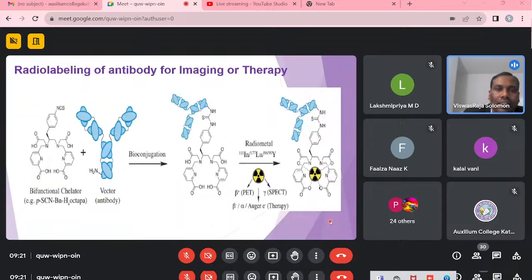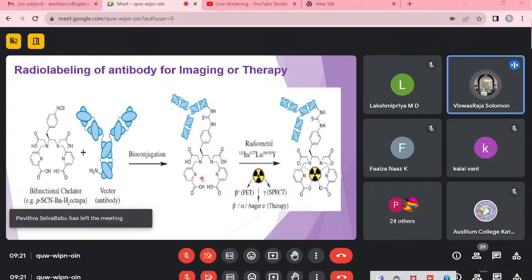Whatever I discussed on the previous slide, this slide summarizes all of it. As I said, this is the bifunctional chelator. It has the reactive functional group of isothiocyanate. It reacts with the amine. As every antibody has at least 7 to 8 free lysines, it reacts randomly with free lysine and forms thiourea. Once the bioconjugate is ready, we can label it for whatever therapy or diagnostic study we plan.